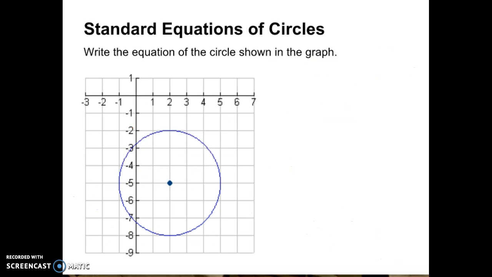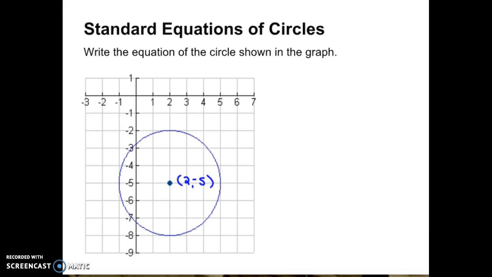And here's the last question or foldable. It's going to ask us to write an equation of the circle shown in the graph. Again, as long as I know the center and I know the radius, I can write the equation. Your center appears to be right here. If you look at that coordinate, you're going over 2 and down 5. So 2, negative 5 is your center.